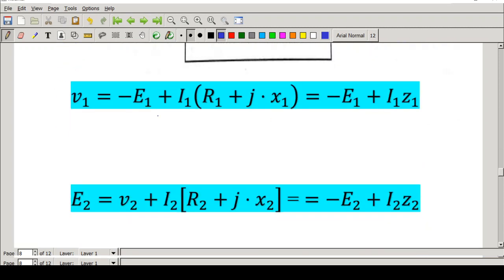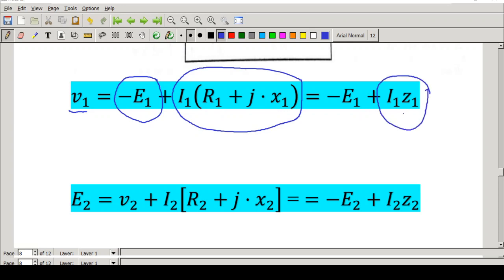This is the equation. The input voltage V1 minus this much drop will be equal to E1, but you write it as minus E1 because, as I told you, E1 and V1 are usually represented opposite to each other. That is why we are representing it as minus E1. Then what is I1 times R1 plus jX1? It is equal to I1 Z1. As I told you, Z1 is equal to R1 plus jX1.